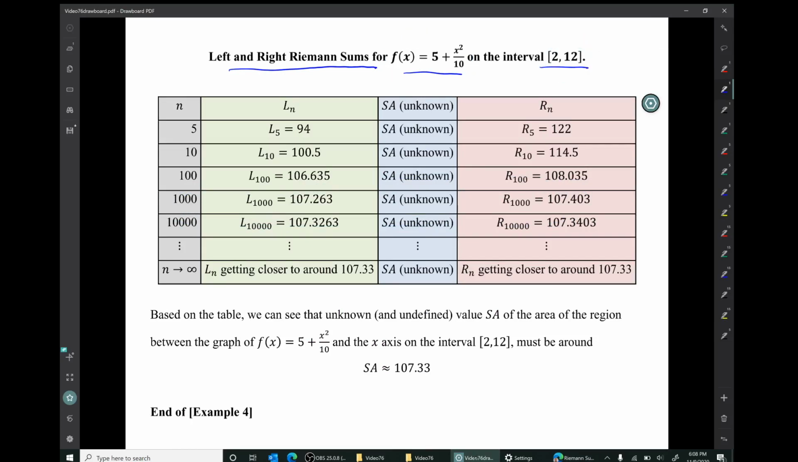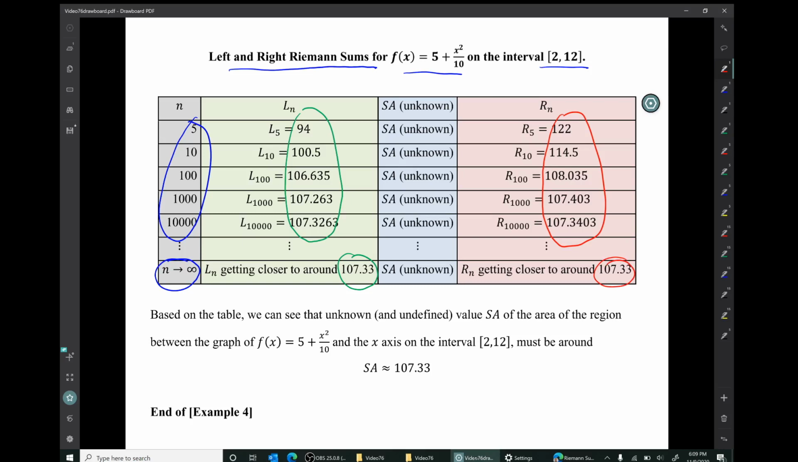I won't do any of the other rows. Let's look at the trends in this table. Notice that the values of n are getting larger and larger positive without bound. That could be denoted n arrow infinity. N is going to infinity. Now look at the values of the left sums. They seem to be getting closer and closer to around 107.33. Now look at the values of the right sums. They seem to be getting closer and closer to around 107.33 as well.